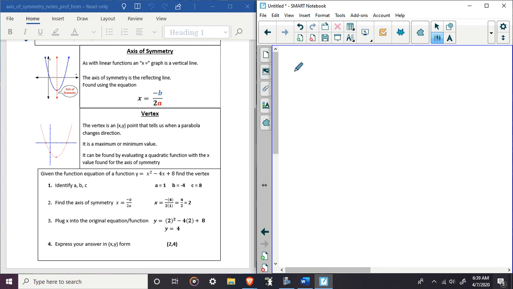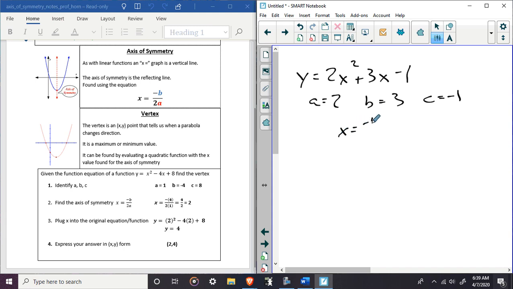All right, so let's say y is equal to 2x squared plus 3x minus 1. Again, a is 2, b is 3, and c, which we don't actually need, is negative 1. Step 2: x equals negative b over 2a. So let's plug in b. That's negative 3. Again, that just means flip the sign of 3, so it's going to become negative 3. And 2 times a, which was 2.